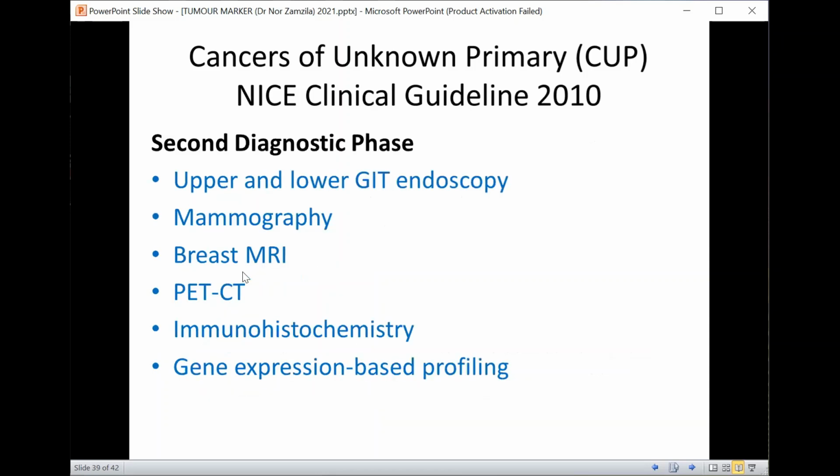NICE also gives us the second diagnostic phase. After you finish the first one, then you proceed with the second diagnostic phase that includes the endoscopy, mammogram, breast MRI, PET scan, immunohistochemistry, and also gene expression based profiling. So in our place, this is not yet offered as a diagnostic service.